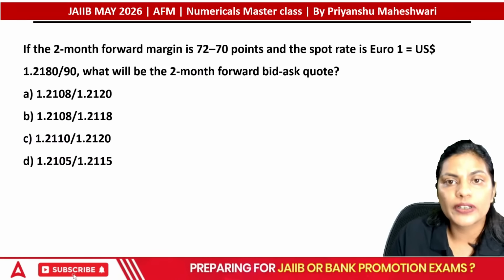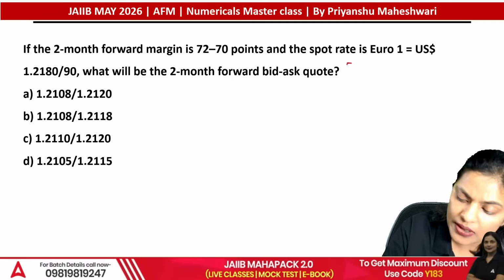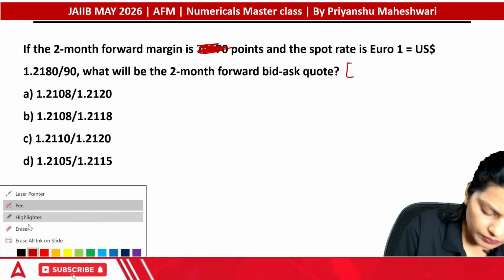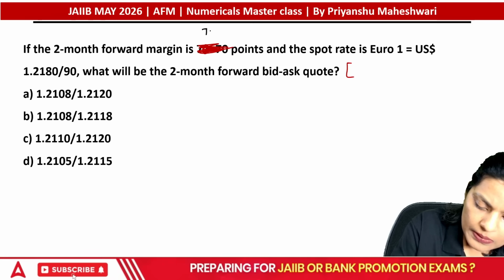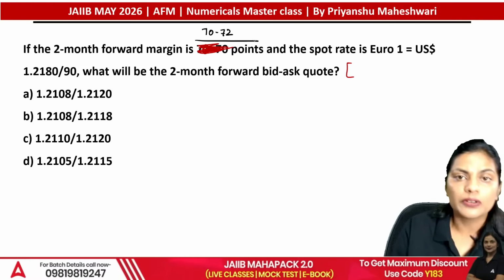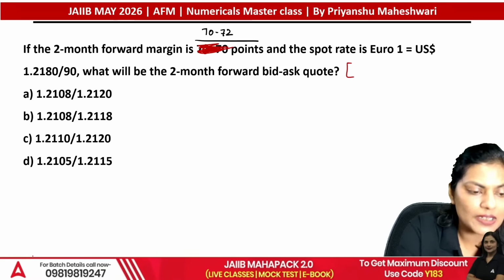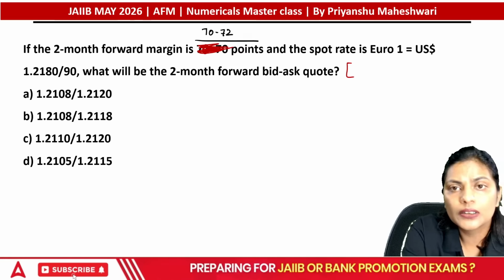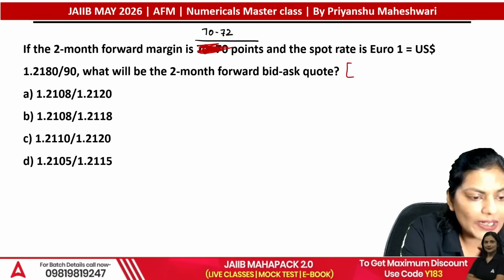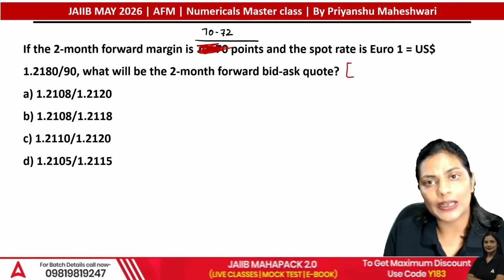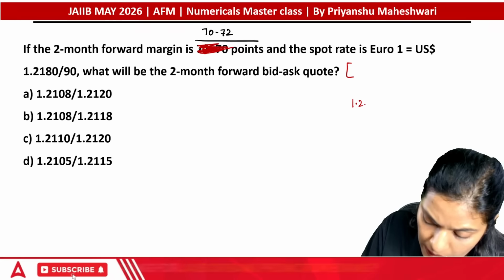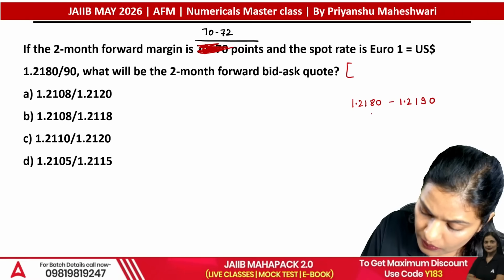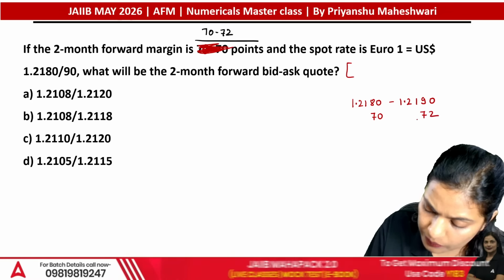Then 2 months forward rate. Okay, this is the same, it is discount. Let's say reverse it. I'll change it. Then it is the same only. 70, 72. Now, is it increasing? If the forward margin is increasing, what are we supposed to do? We are supposed to add it. Correct. Same value. Now, instead of subtracting, what we will do? We will add it. Correct. 1.2180, 1.2190. So, 7072.